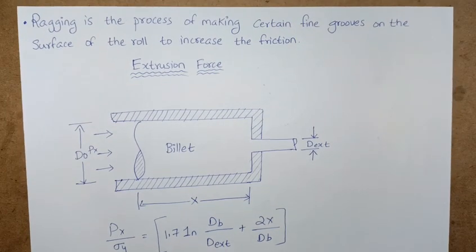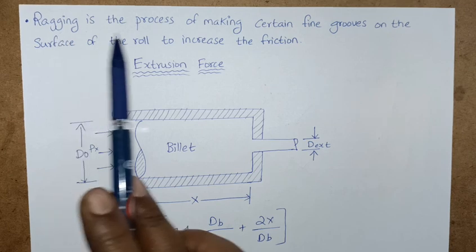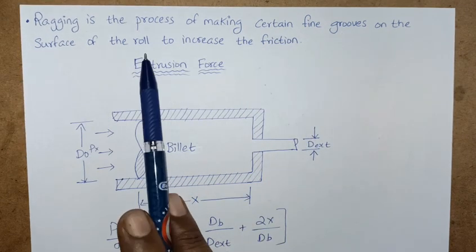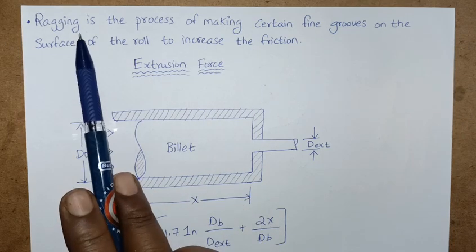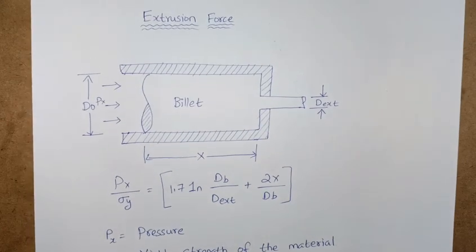Before this extrusion, I have written about ragging. Ragging is the process of making certain fine grooves on the surface of the roll to increase the friction. So this is ragging. Now we'll move to our extrusion force.